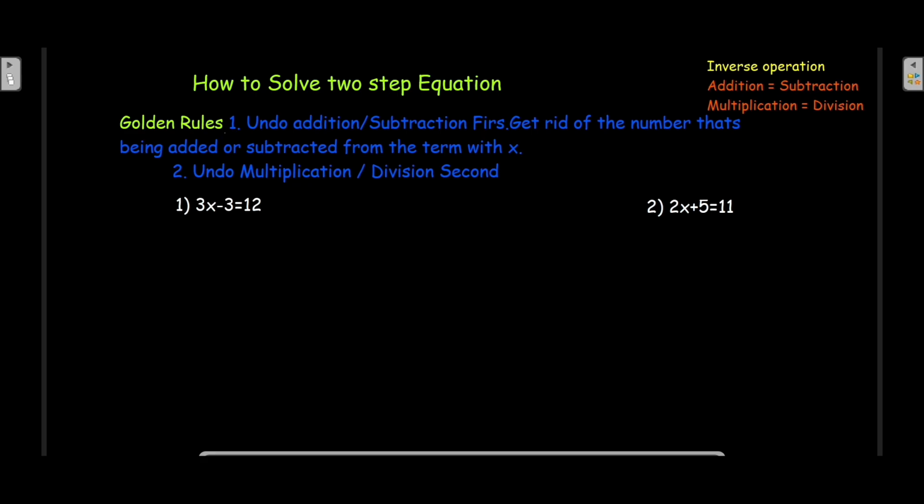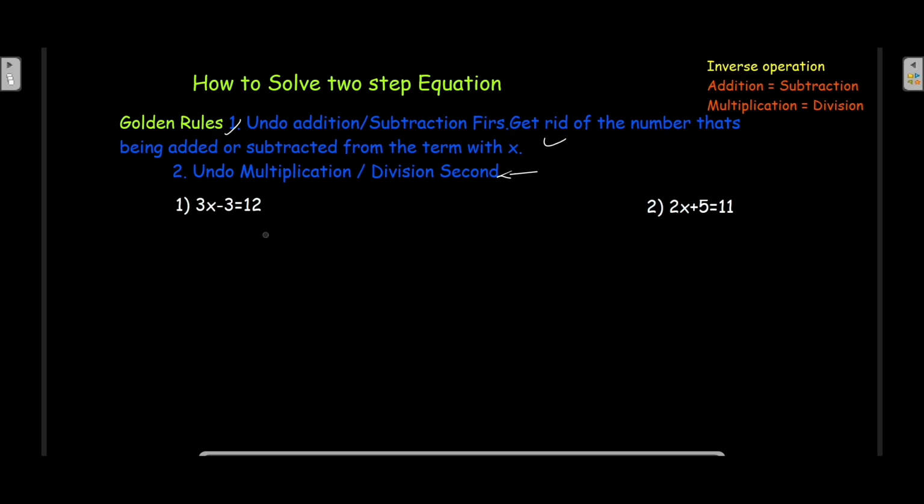Our first golden rule is undo addition and subtraction first. Get rid of numbers that are being added or subtracted from the term with x. Undo multiplication and division second. Firstly, we have to do addition and subtraction.